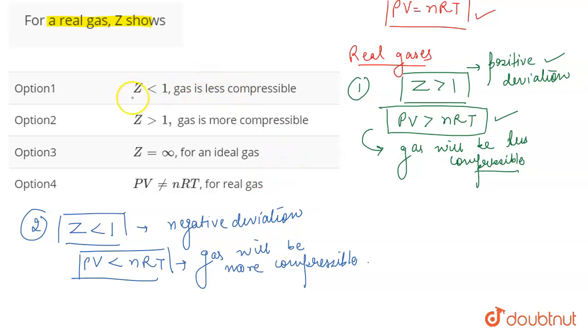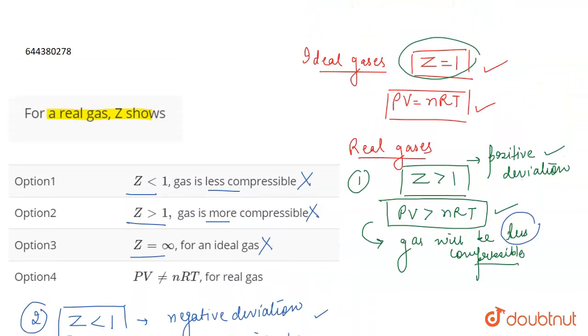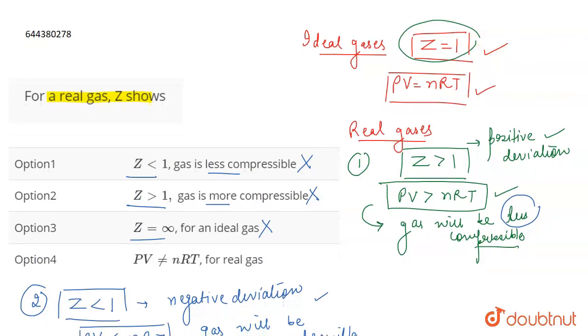If you look at the first option, it says that Z is less than 1, gas is less compressible. No, when Z is less than 1, the gas will be more compressible because it is showing negative deviation. PV is less than nRT, and therefore the gas is going to be more compressible. When Z is greater than 1, the gas is more compressible? No, the gas is less compressible when Z is greater than 1. Z is equal to infinity for an ideal gas? No, not at all. We just discussed initially that for ideal gases, Z is equal to 1.